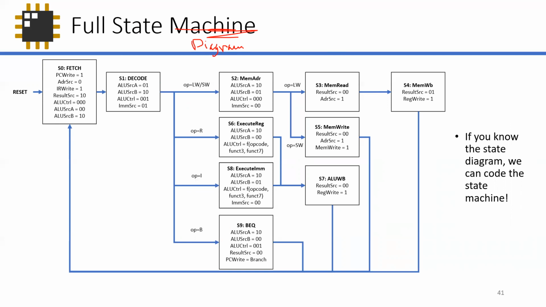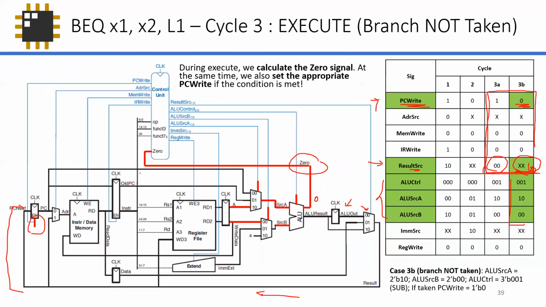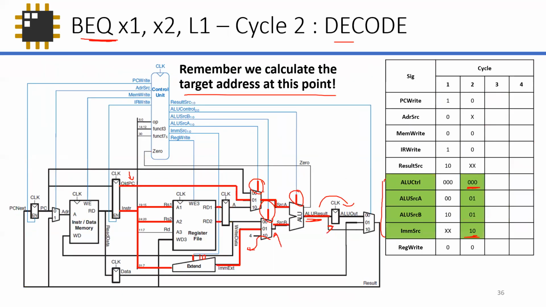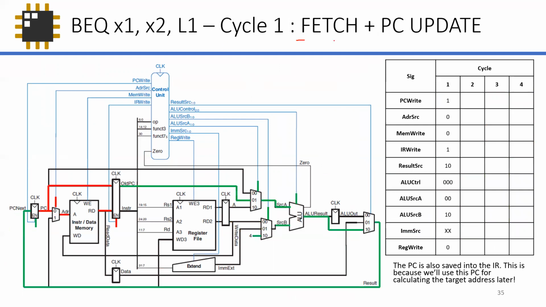Question. Sir, where would the PC plus 4 come from for not taken? Okay, that's a very good question. Where would the PC plus 4 come from if it's not taken? We will have to go back to cycle 1. Remember, in cycle 1, when we do the fetch, put it this way: in cycle 1, we're looking at the current PC. Let's say the current PC is PC, in cycle 1.